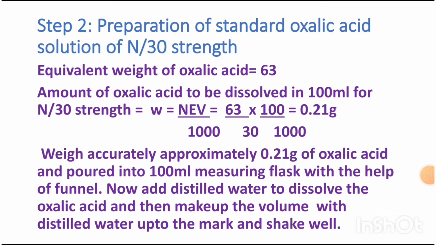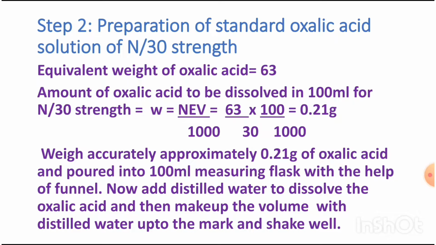Step 2. Preparation of standard oxalic acid solution of N/30 strength. Equivalent weight of oxalic acid is 63. Amount of oxalic acid to be dissolved in 100 ml for N/30 strength. The formula used is W equals N E V upon 1000. Input all the values of normality, equivalent weight and volume. The final result is 0.21 gram.